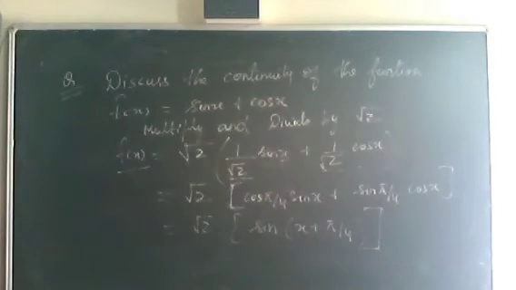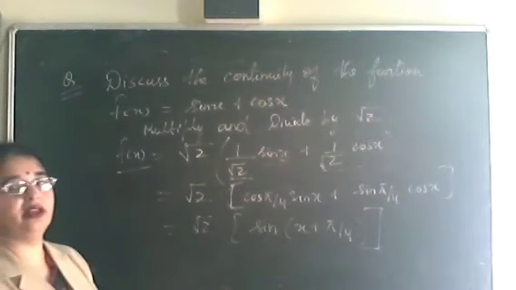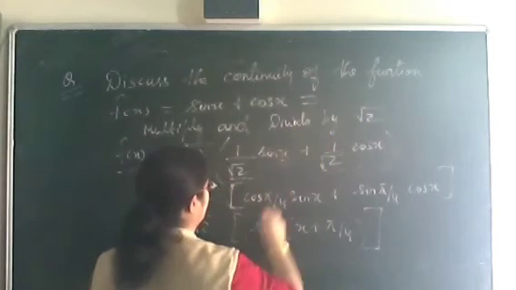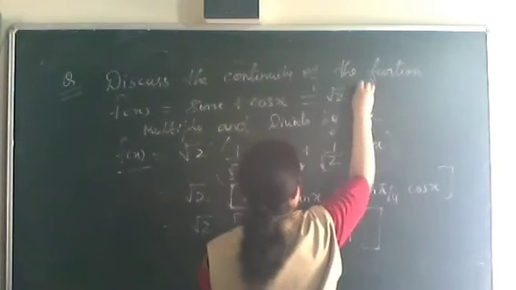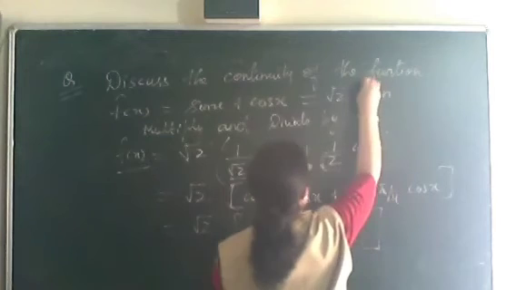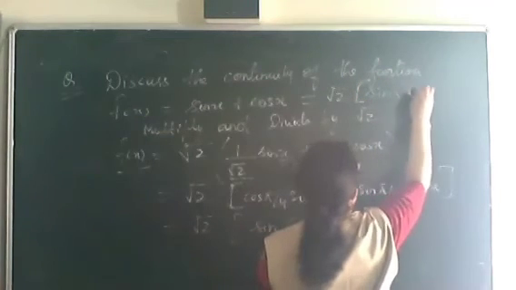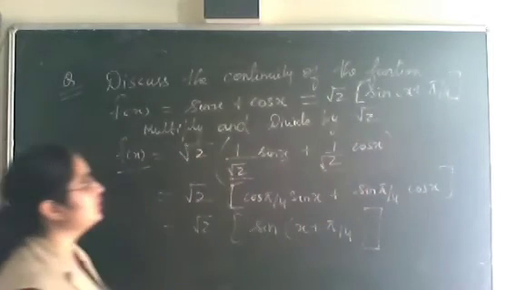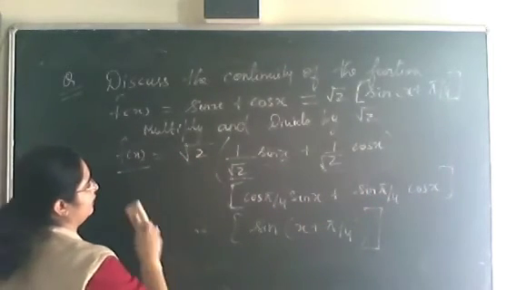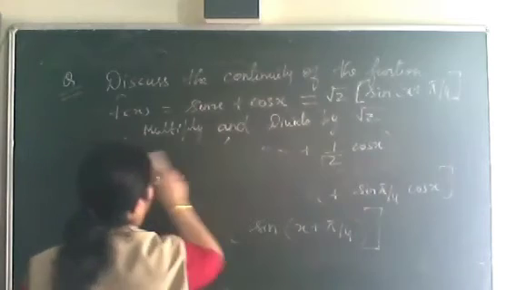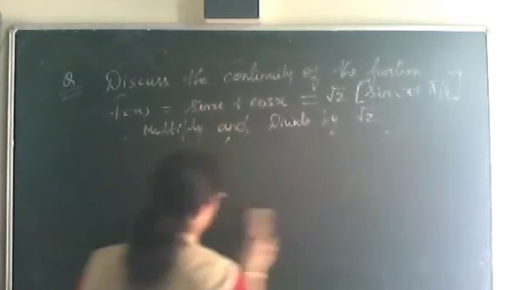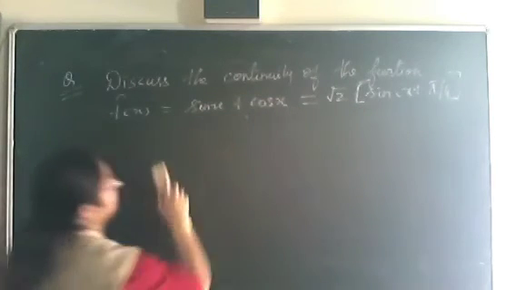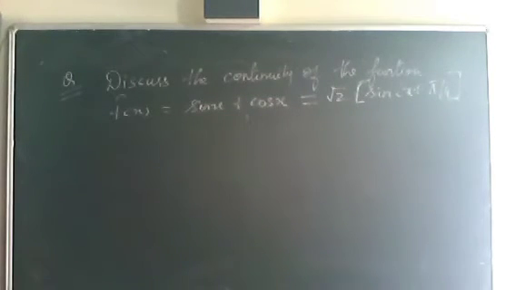First we have simplified the function. Now we will calculate the limit. So keep this in mind: sin x plus cos x is root 2 times sin of x plus pi by 4. Now our function is root 2 sin(x plus pi by 4). As we are having less space, I am calculating LHL now. This is our function, root 2 times sin(x plus pi by 4).